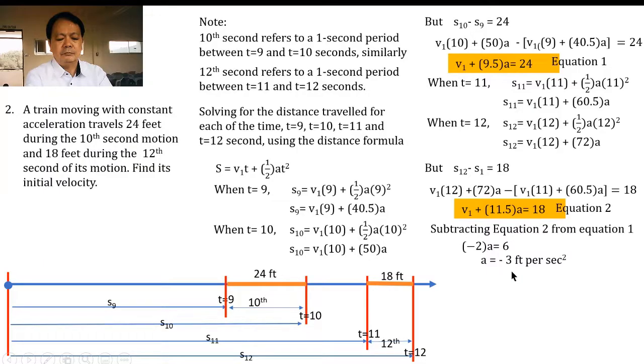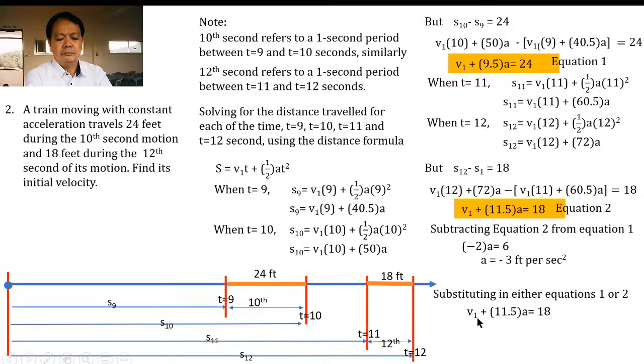Ang ibig sabihin nun, yung train pala ay bumabagal ng 3 feet bawat segundo. Therefore, if this a shall be substituted in either equation 1 or 2 that we have here, we can solve for the initial velocity. It's either substituted in 1 or 2. Okay, if this will be substituted here, bakit na natin substitute dito, no?